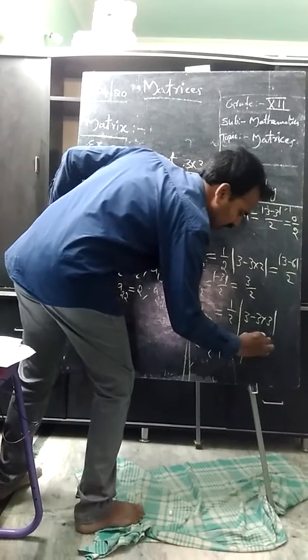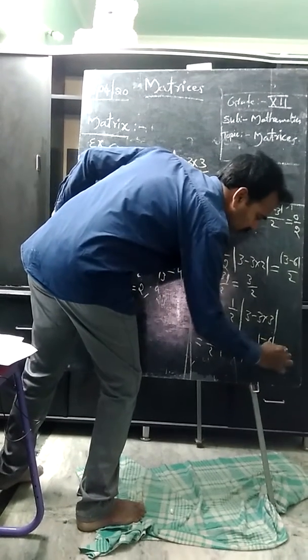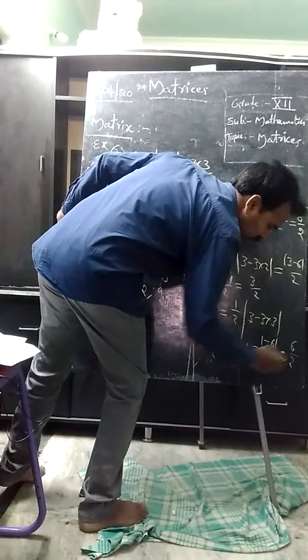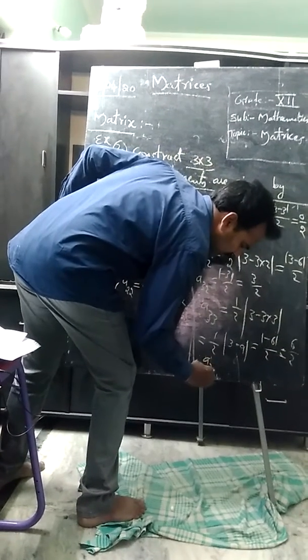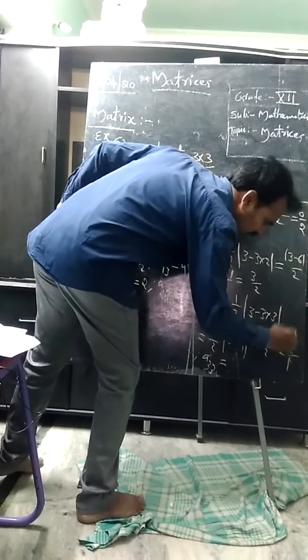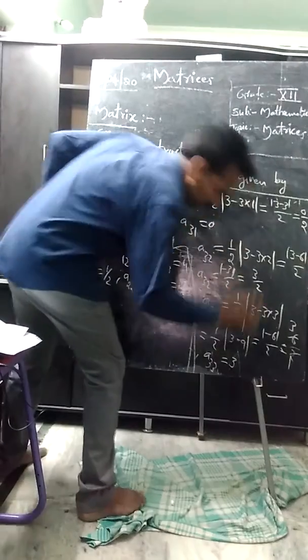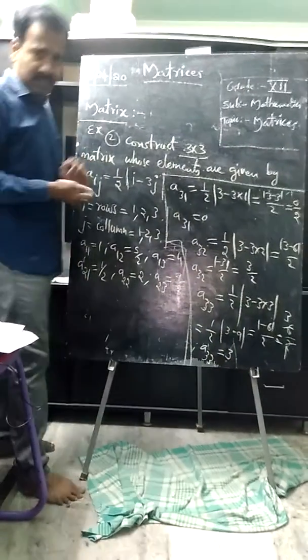As we know, that is modulus minus 6 by 2. If you remove the modulus, that is 6 by 2. So we have the A33 element as 3. So we got all the 9 elements.